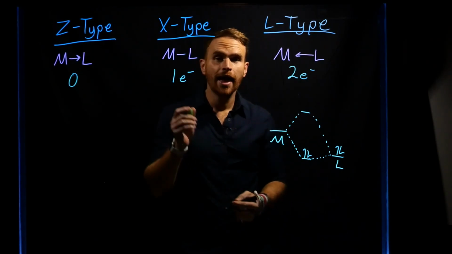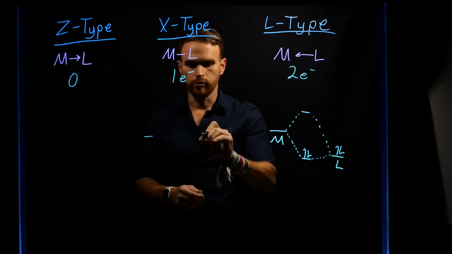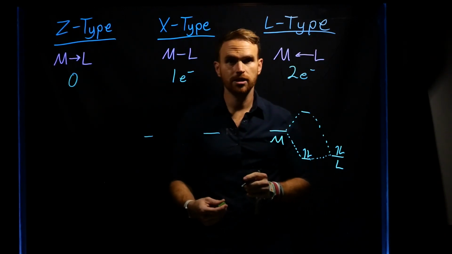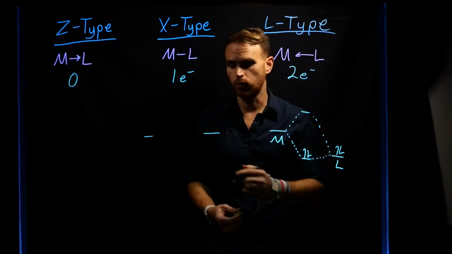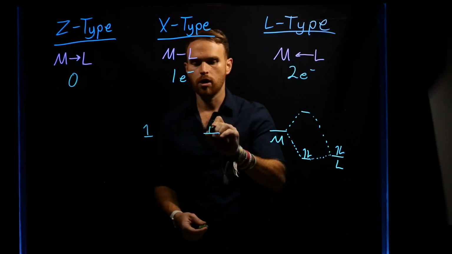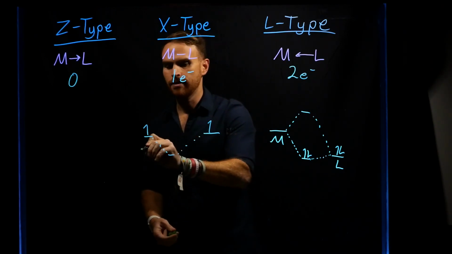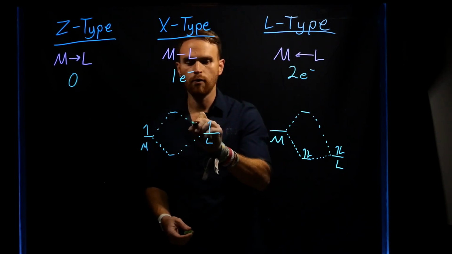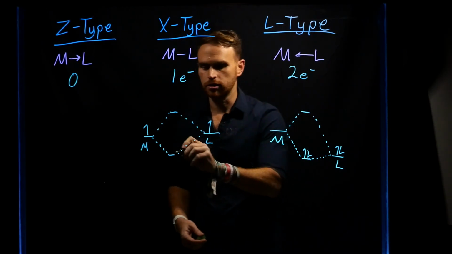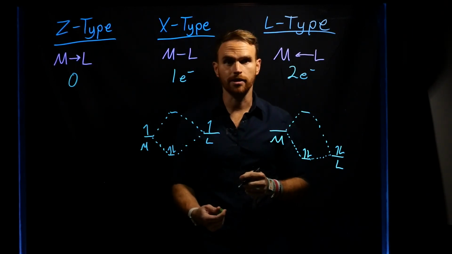metal. X-type ligands are 1 electron contributors, which are much more similar to the typical covalent type of bonding that you're probably familiar with, where 1 electron each is coming from the ligand and the metal to create the new covalent type of interaction, or a 1 electron sharing between the metal and the ligand.